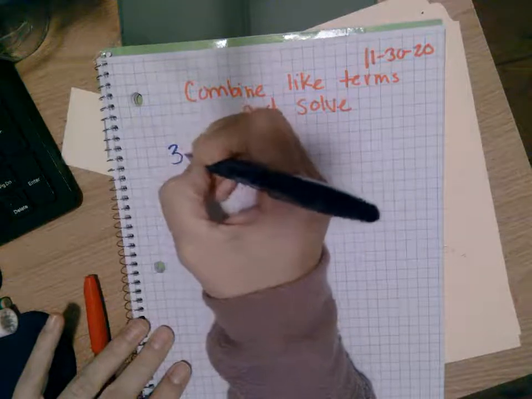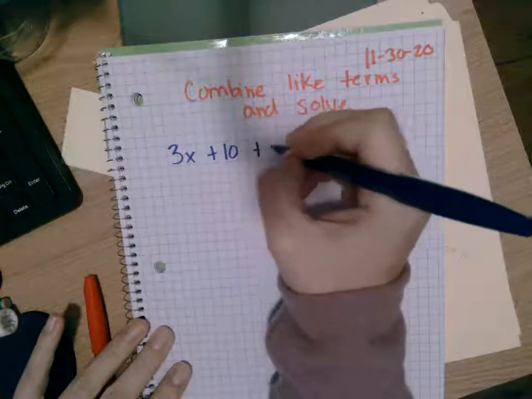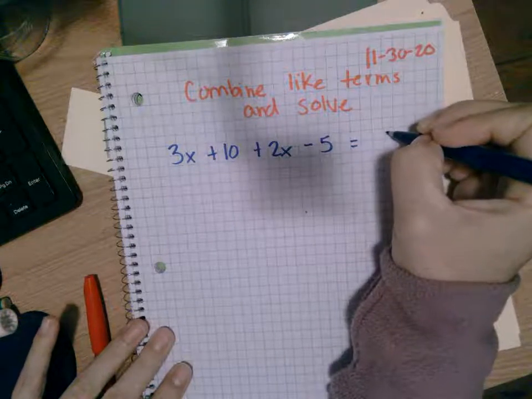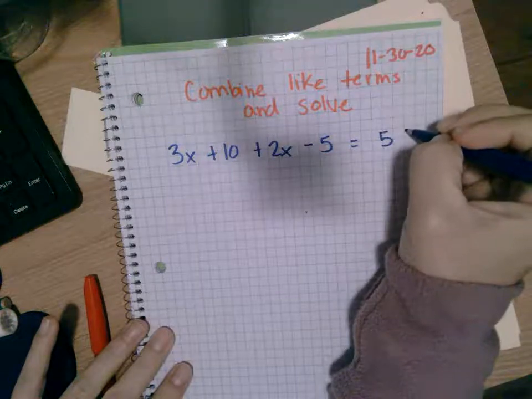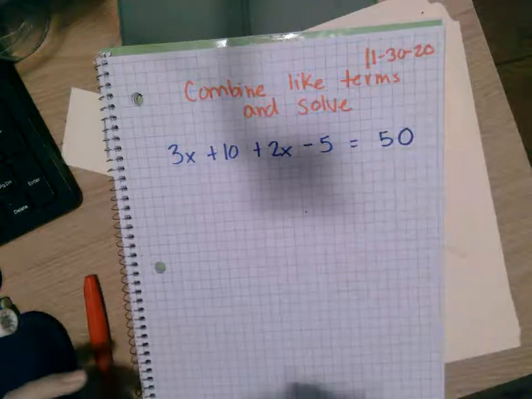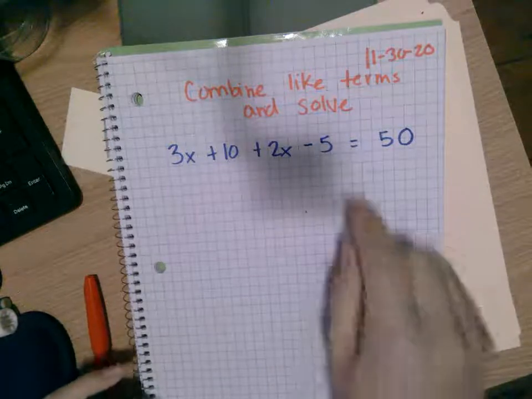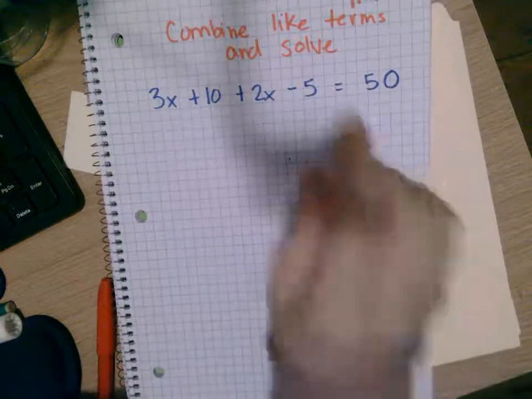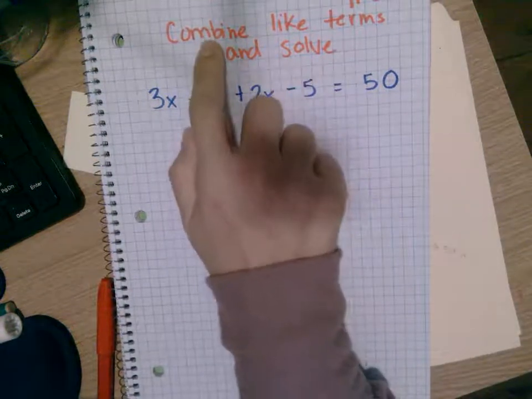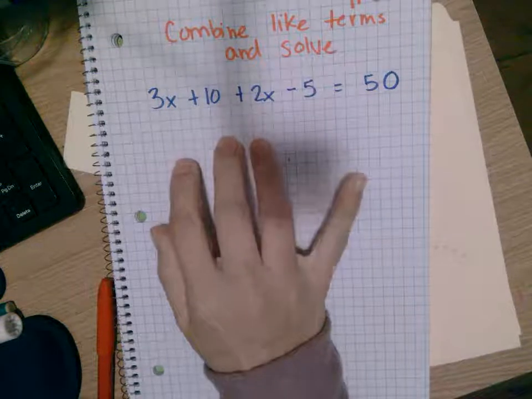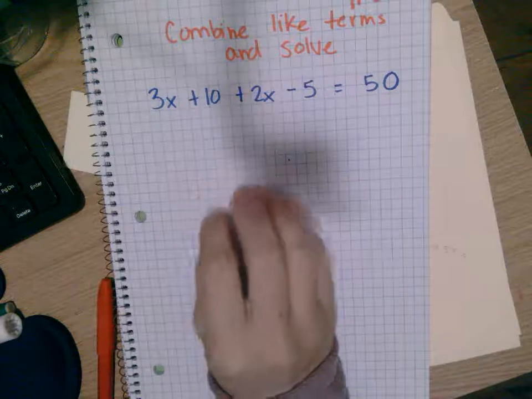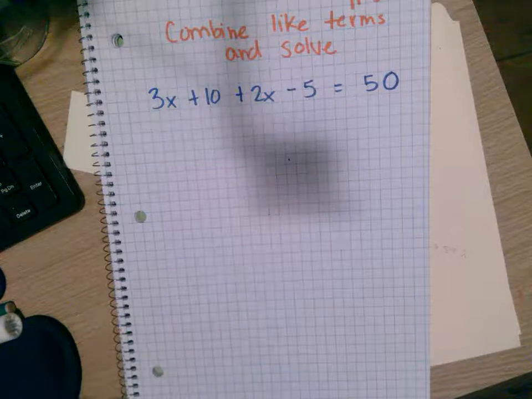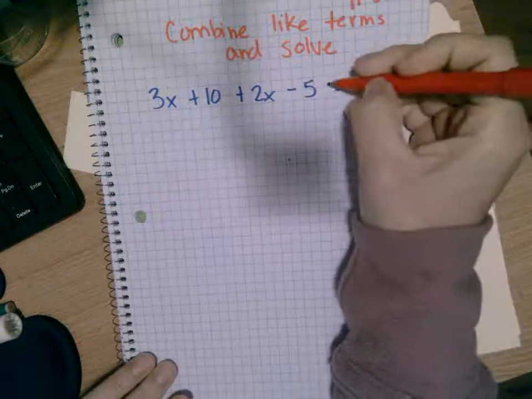So let's say we have 3x plus 10 plus 2x minus 5 is equal to, let's say, 50. Now, because it has an equal sign, I can solve for the variable. But before we solve, we're going to combine like terms, combining what is the same and simplifying our equation before we start solving it. So we have the bars here.